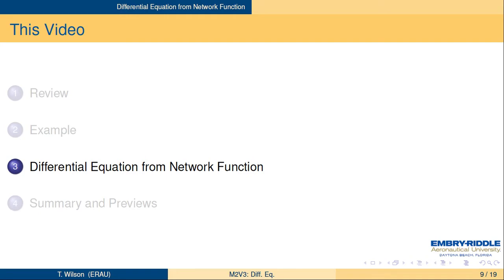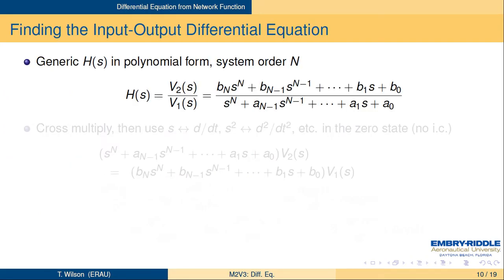Now, how could we get the differential equation for that circuit from the network function? Well, in general, H(s) is a rational function, a ratio of polynomials, and if we write it in that form instead of factored form, we want a leading coefficient of 1 in the denominator. So the scale factor k that sometimes is out front in factored form would just be the coefficient of the highest power of s in the numerator.